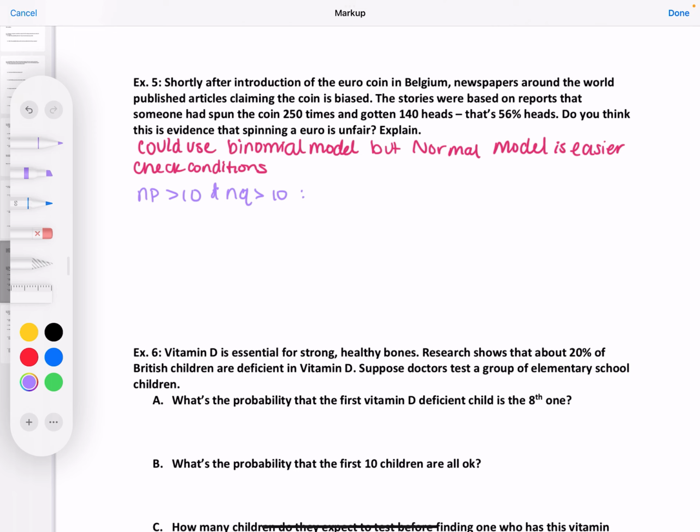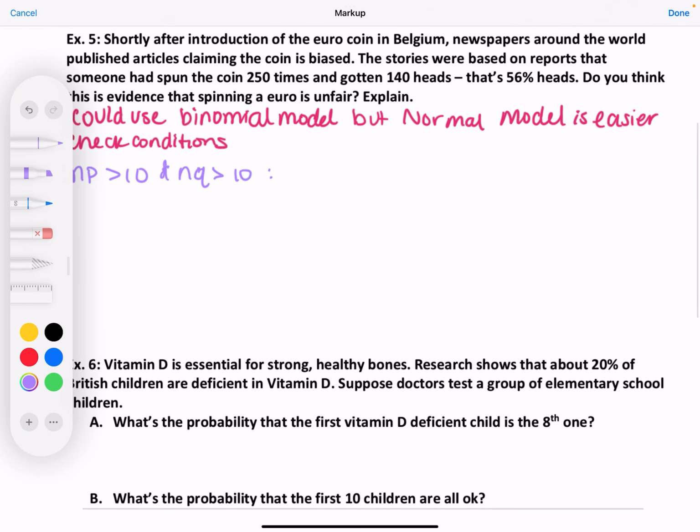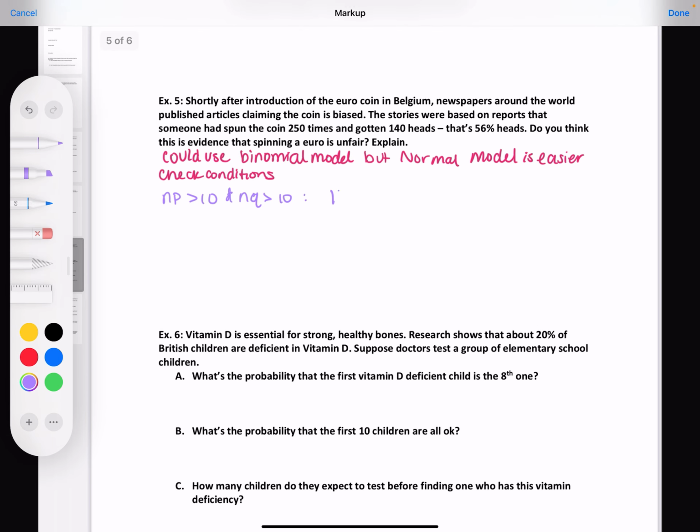We're told that there's 140 heads, so that's a success. So n times p is equal to 140 heads, which is greater than 10. And then what's left is 110 tails, which is also greater than 10, because 250 minus 140 is 110. So both are greater than 10, so that condition is met. Therefore, sample size is large enough.